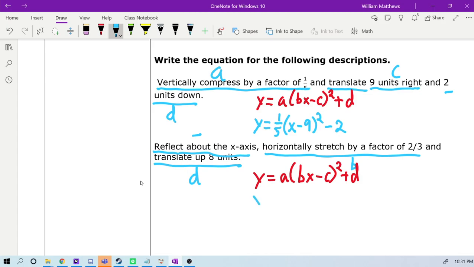So writing each step down, we have y equals. The reflect across the x-axis means that it's negative. Our b variable being 2/3. We still have the x for the function. There is no c in the equation, so I can close that off. And then it says it translates up 8 units.